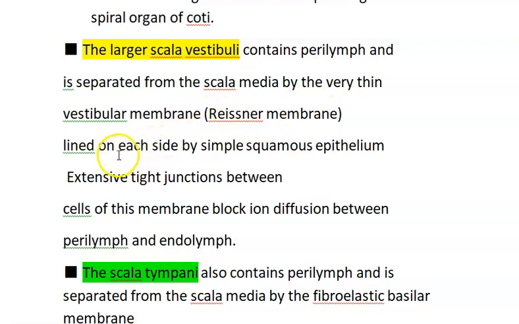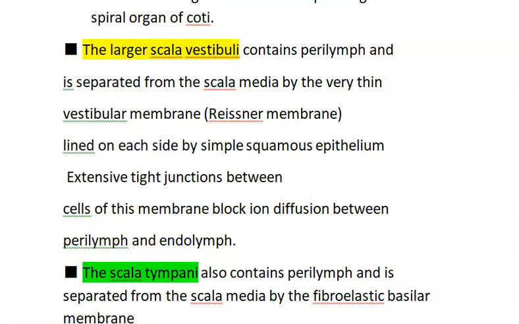What lines this Reissner membrane? It is lined on each side by simple squamous epithelium. On both sides. So on each side it is lined by what? By the simple squamous epithelium. And there are extensive tight junctions between cells of this membrane, which block ion diffusion between perilymph and endolymph.